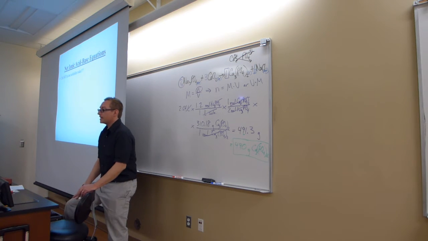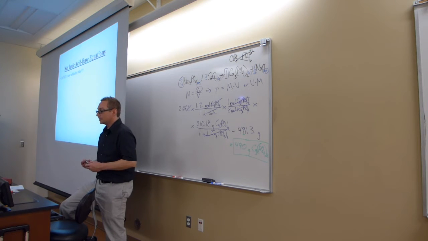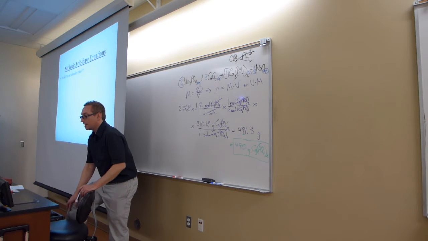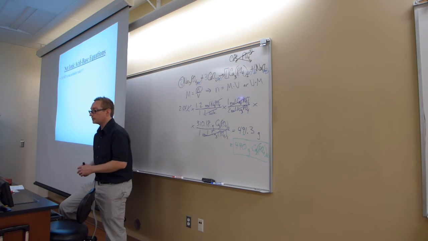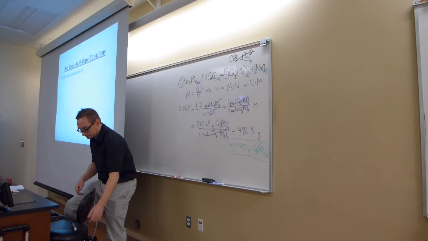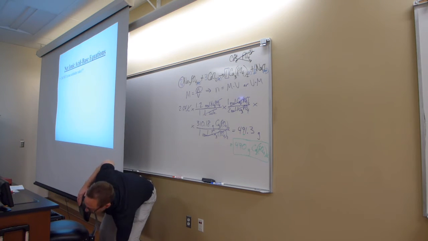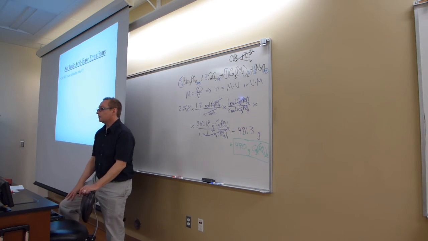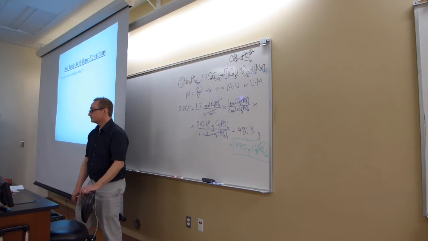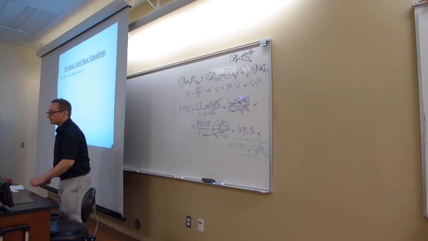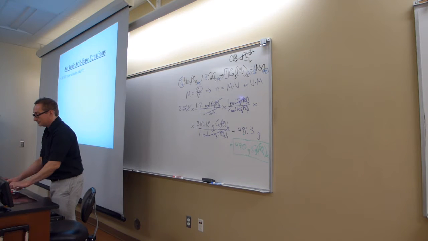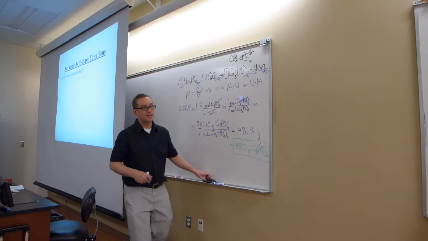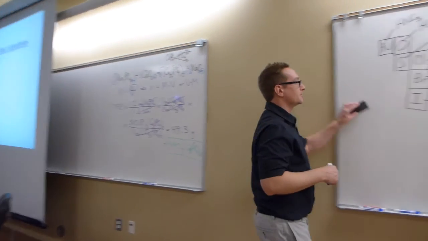So how do you write a net ionic reaction for an acid-base equation? The way to do it is that you do not use solubility rules. That's only what you use for precipitation. So only use solubility rules for precipitation. How can you tell the difference between an acid-base and a precipitation reaction? Let me write two possible reactions.